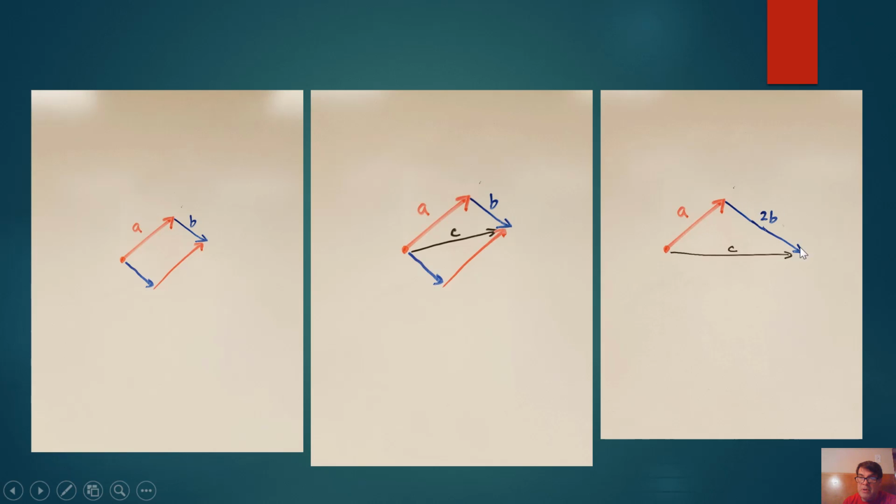So 2b is going to be the same direction, but twice the magnitude. We're scaling it up. In fact, that's where the word scalar comes from. We're scaling it. And so scalar multiplication, if I multiply vector b by 2 and then add it using the triangle law there, that's the way that works. So it's really pretty simple.